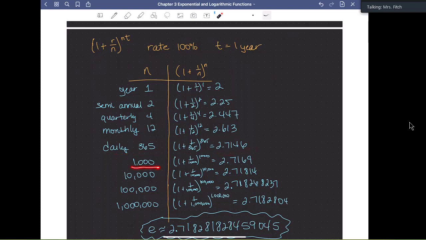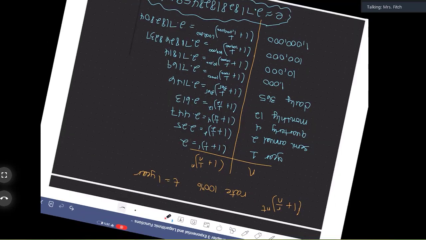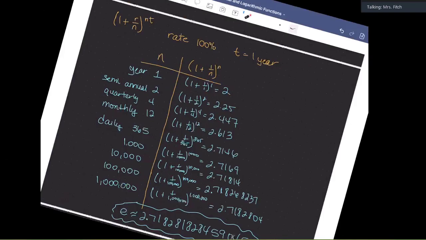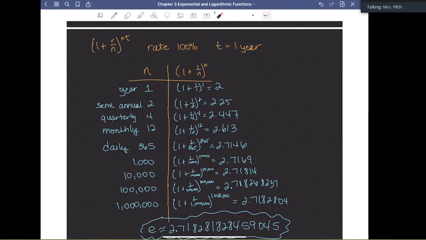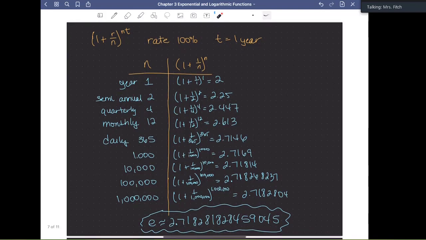What about if they said they'll pay us 1,000 times in the year, or 10,000, or 100,000, or 1,000,000 times? If we start looking, all of a sudden we start getting to, look at this, 2.7146, 2.7169, 2.71814, 2.71826. These numbers start getting fairly consistent, right? That 2.718. And that 2.718 is actually a little magical number when it comes to mathematics. That is actually what E stands for.